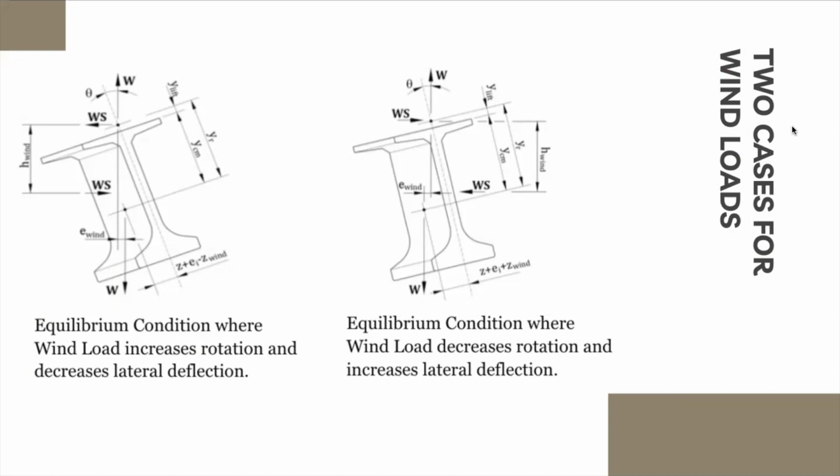In both diagrams, E sub wind is taken as the eccentricity of the girder weight for the girder subjected to the wind load, Ws. Eccentricity is negative when the wind load increases rotation and decreases lateral deflection, and positive when the wind load decreases rotation and increases lateral deflection. These two cases will be further discussed in the next few slides.